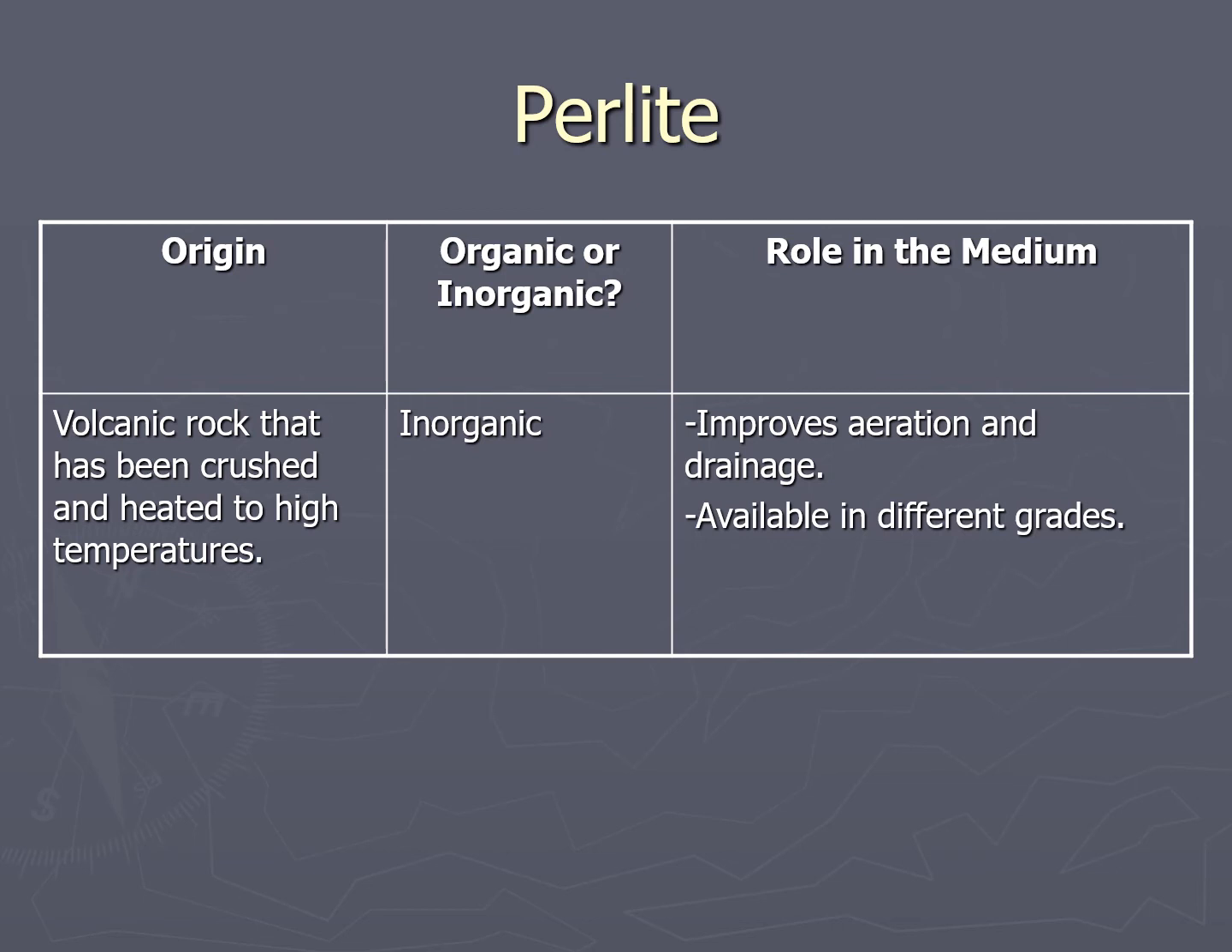So perlite is actually a volcanic rock that is crushed and heated to high temperatures in a furnace. It is inorganic, and its primary role in the medium is to provide aeration and drainage. It is available in different grades or different sizes. And one problem with perlite is that it doesn't really absorb or hold any water at all. So it's really strictly used to improve medium aeration and drainage.